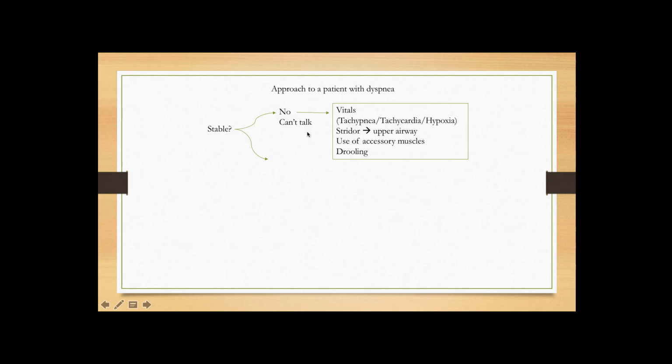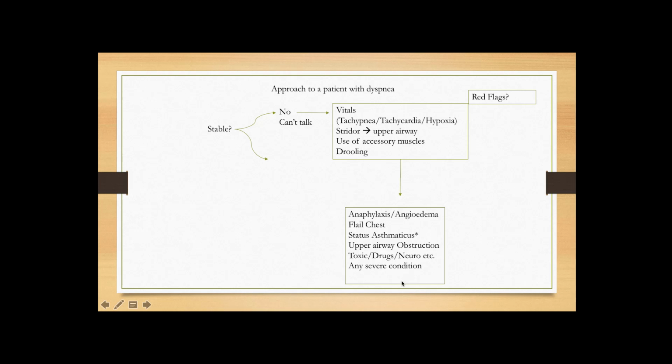And if they can't talk, then we're definitely going to look at their vitals, and then we're going to look for stridor, accessory muscle use, and drooling. If any of this is present, then we'll say, okay, these are red flags, let's intervene and keep these diagnoses in mind. In addition to the upper airway, we will look to see if there is any history of trauma, which may show that the patient has flail chest, so their chest is moving in the paradoxical direction. Status asthmaticus patients can present with all of these except drooling, so we'll definitely look for this diagnosis with history and proper evaluation.